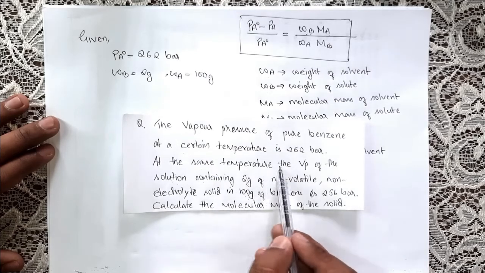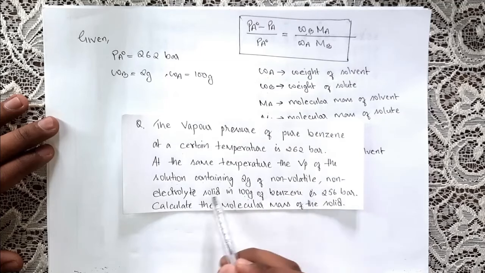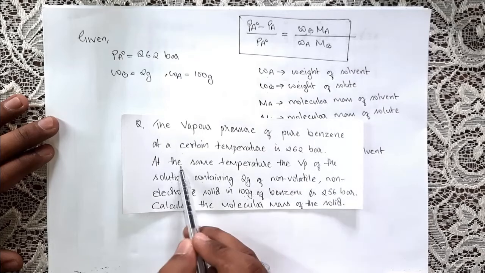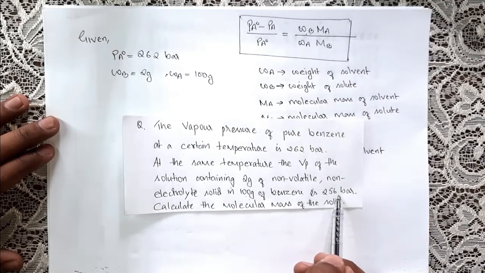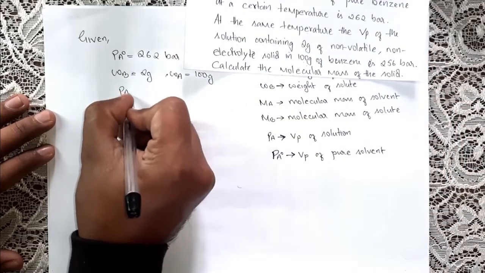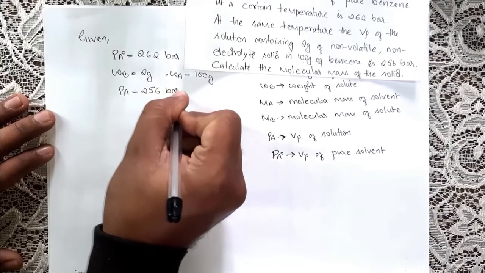So at the same temperature, the vapor pressure of a solution containing 2 gram of non-volatile solute in 100 gram of benzene is 256 bar. So it means that the vapor pressure of a solution is 256 bar. So I can write PA is equal to 256 bar.